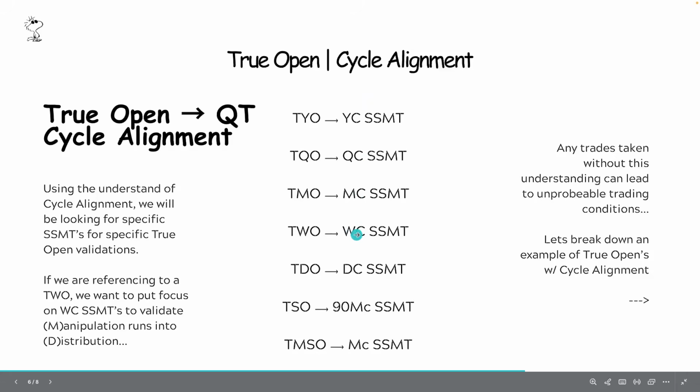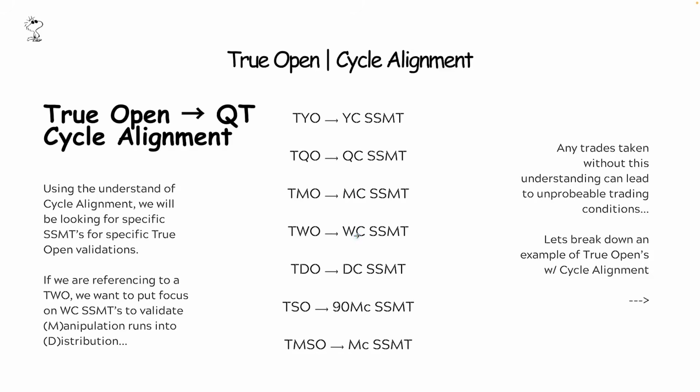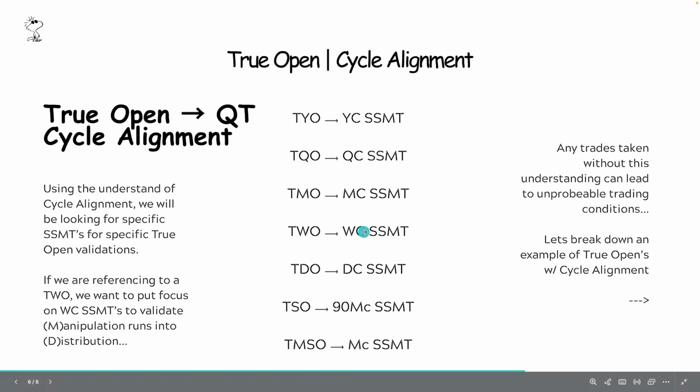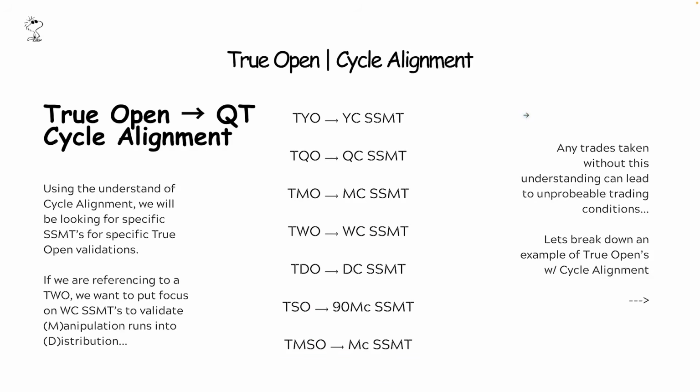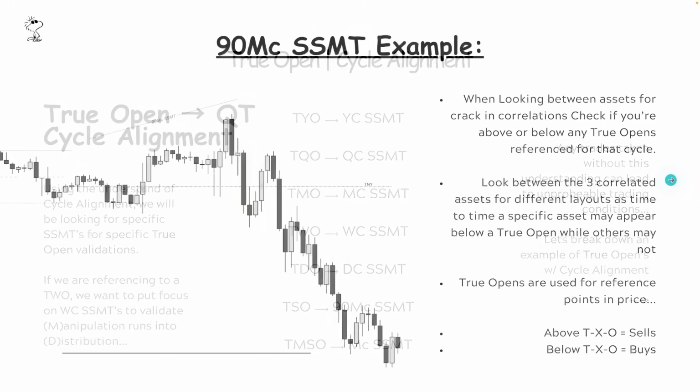We could see using our cycle alignment, same thing for all other fractal true opens. If we're referencing a true day opening price, we need to validate a pivot from manipulation into distribution with a DC SSMT. Same thing with TSO and true micro session opening. Any trades taken without this understanding can lead to an improbable trading condition.